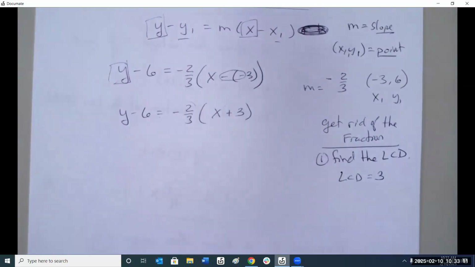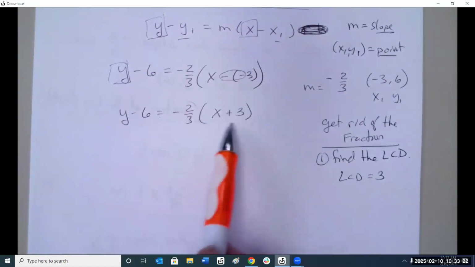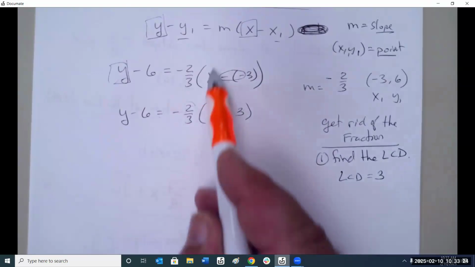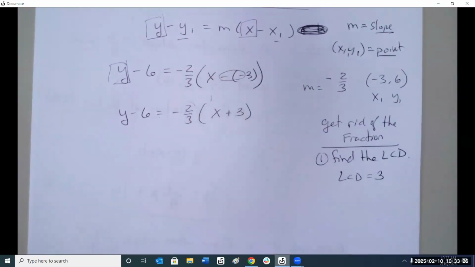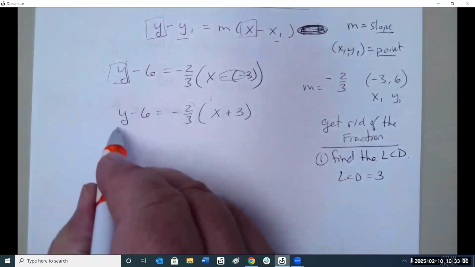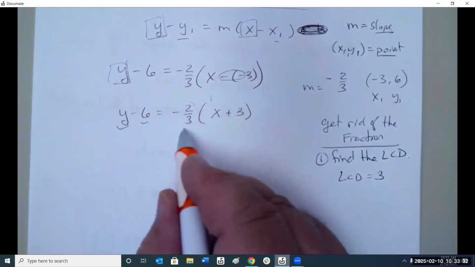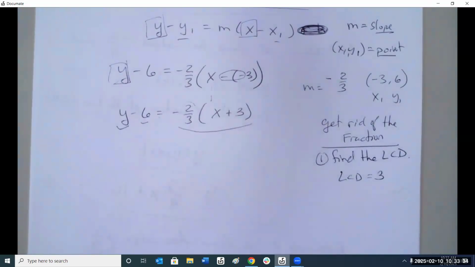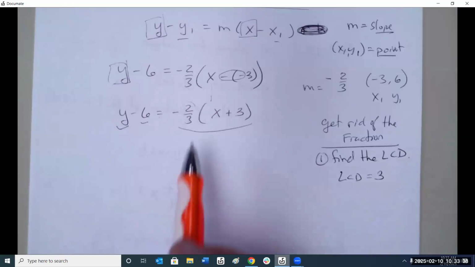How many terms do I have in this equation? What are they? In this equation, this is what we're looking at. How many terms? Here's one term. Here's one term. And this is one term. Anything separated by a plus, minus, or equals is a term.